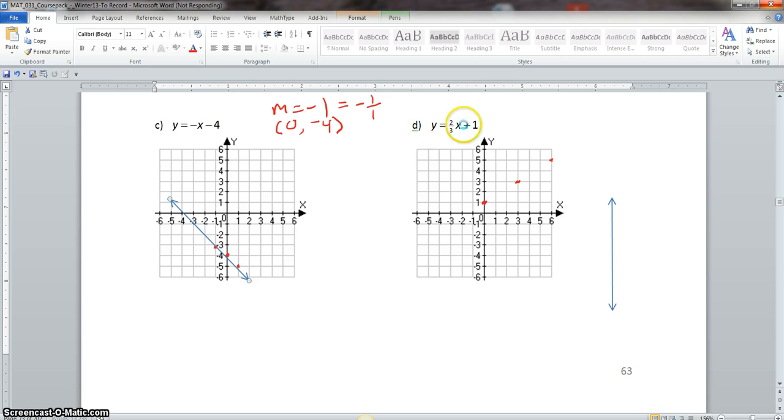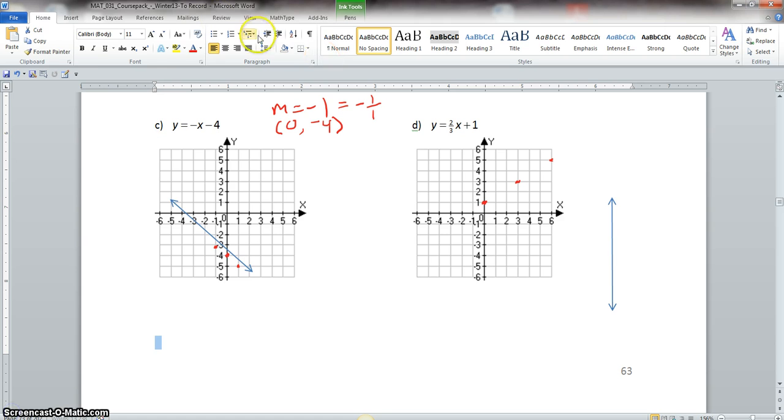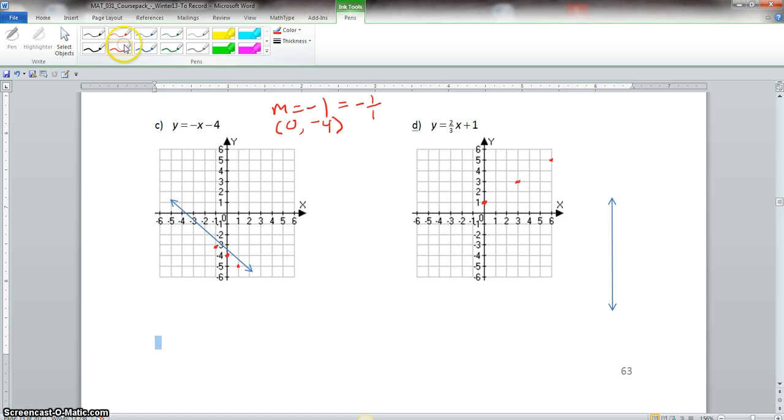Now we go here to D. We have 2/3 x plus 1. Now, our slope here we know would be 2/3, and our y-intercept would be (0, 1). Okay, so again, I had said that our slope is 2/3, and our y-intercept is (0, 1). So first we plot the (0, 1), and then we will do our rise over run.